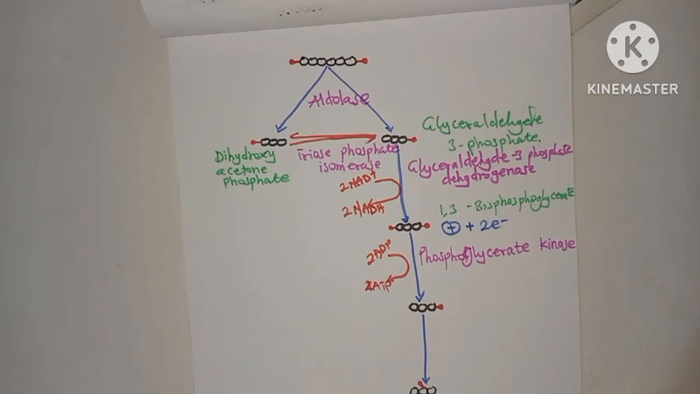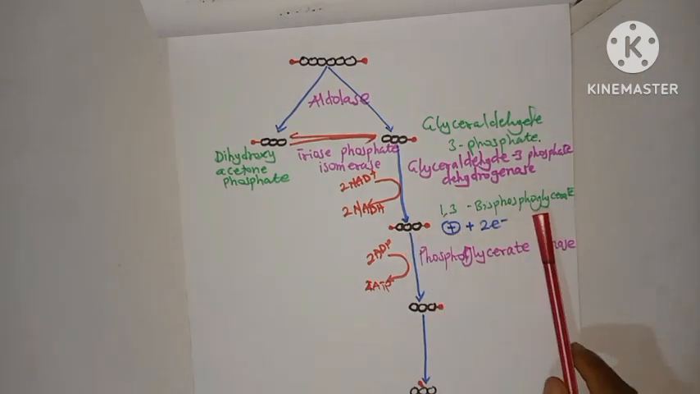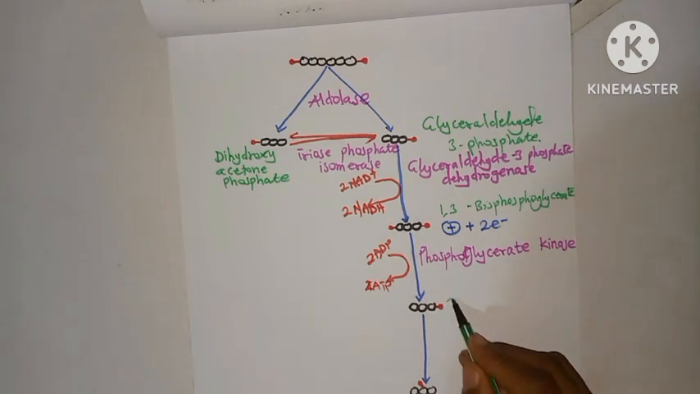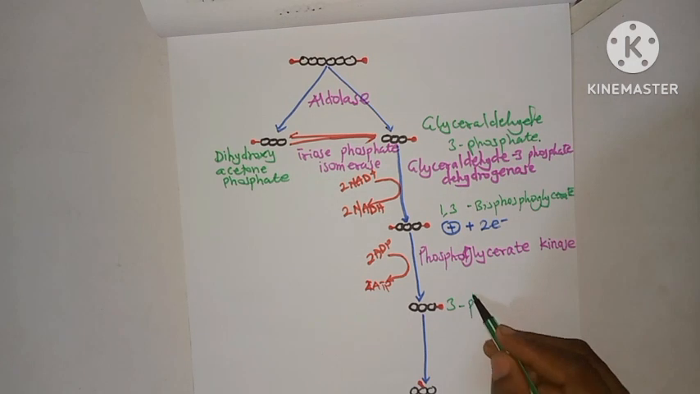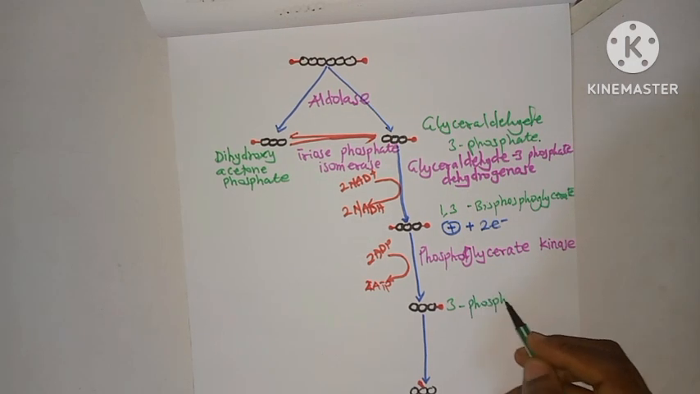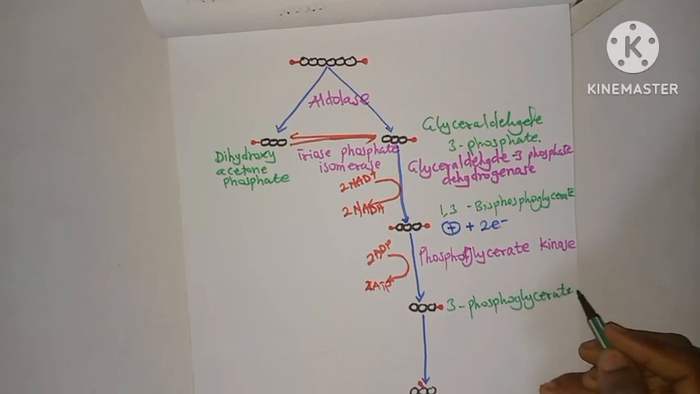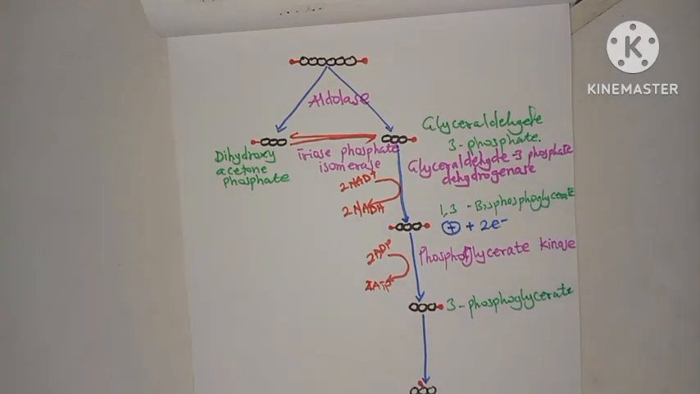It is getting its phosphate group from the 1,3-bisphosphoglycerate, and we now form a new molecule known as 3-phosphoglycerate. Let me write that down. So you have 3-phosphoglycerate.